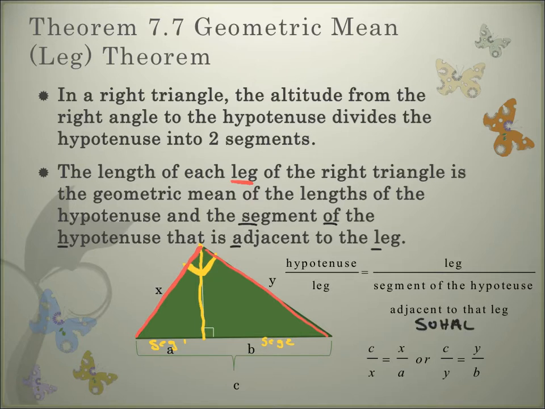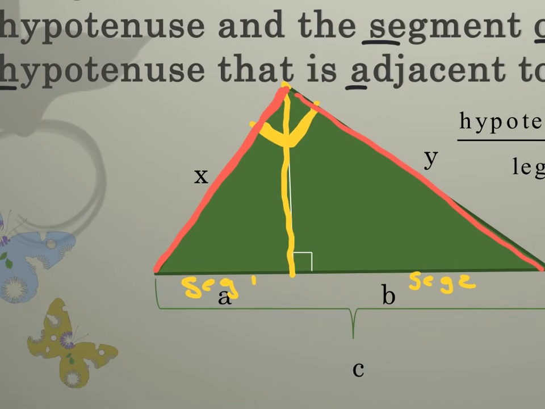So I'm going to explain what that is in a minute. But when you hear me say SOHAL, what I mean is the segment of the hypotenuse that is adjacent to the leg. Segment 1 would be adjacent to X and segment 2 would be adjacent to Y. He said segment 1 is the segment that is adjacent to this leg, and segment 2 is the segment that is adjacent to this leg.